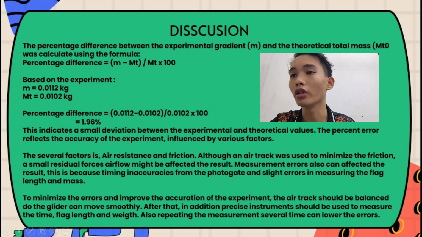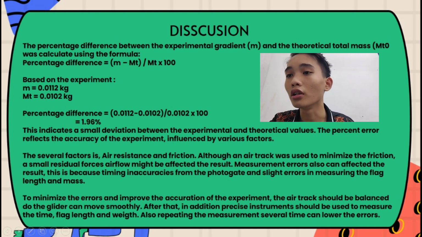The percent error reflects the accuracy of the experiment, influenced by various factors. The factors are air resistance and friction. Although an air track was used to minimize the friction, a small residual airflow might have affected the result. Measurement errors can also affect the result. This is because of timing inaccuracy from the photogate and slight errors in measuring the flag length and mass.